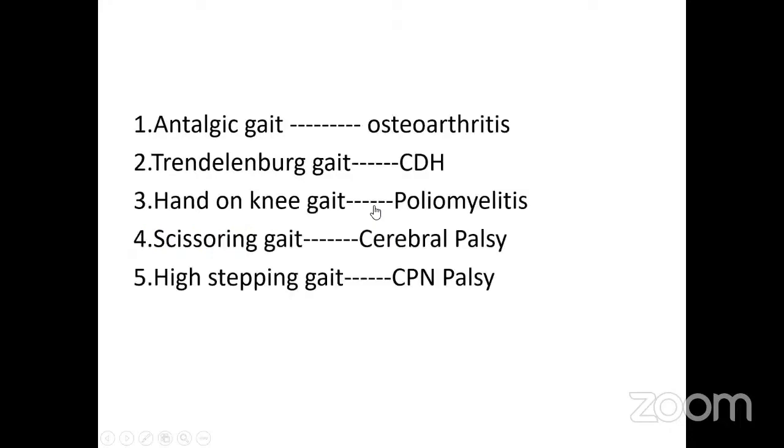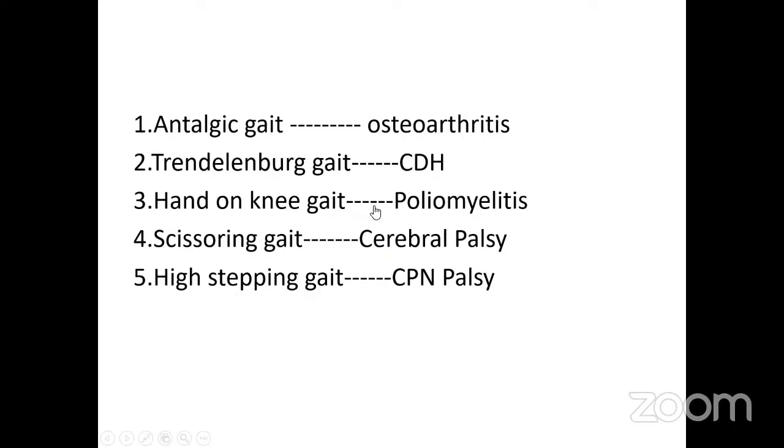Various other gaits are described. The most common gait abnormality is antalgic gait, a painful gait, commonly seen in osteoarthritis, synovitis or any painful condition. The Trendelenburg gait is classically seen in CDH, and you can also see it in other hip dislocations, coxa vara, gluteus medius palsy, superior gluteal nerve injury, and even in non-union neck of femur when the fulcrum is gone.